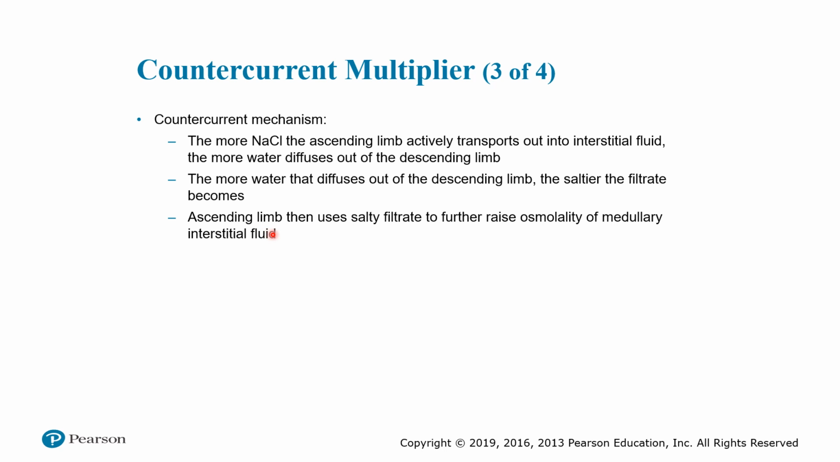This also makes sense. Then the ascending limb uses the salty filtrate to further raise the osmolality of the medullary interstitial fluid, because in the ascending limb active transport is happening. The descending limb is concentrating the filtrate, and then the ascending limb, the naughty one, is taking that solute and shifting it to the interstitial fluid. So again the filtrate is becoming less concentrated in the ascending limb.